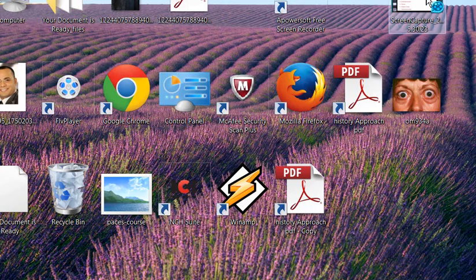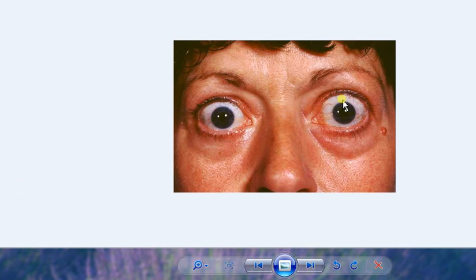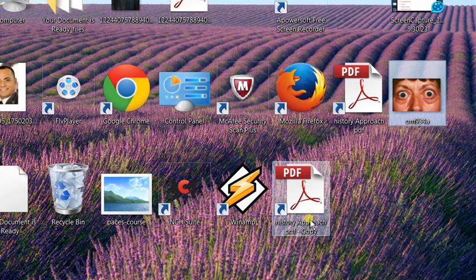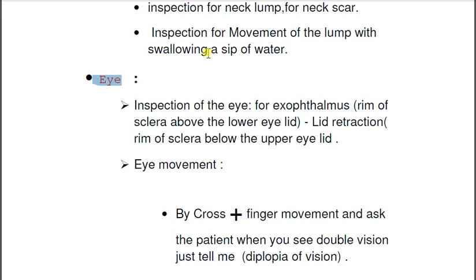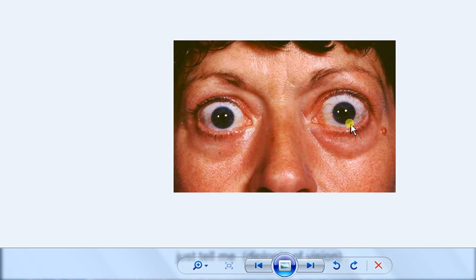And we can see here, as we said before, the exophthalmos, the rim of the sclera above the lower eyelid. So this is the exophthalmos of the patient, and this is the lid retraction.